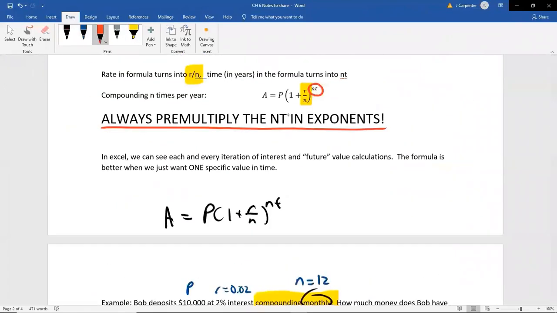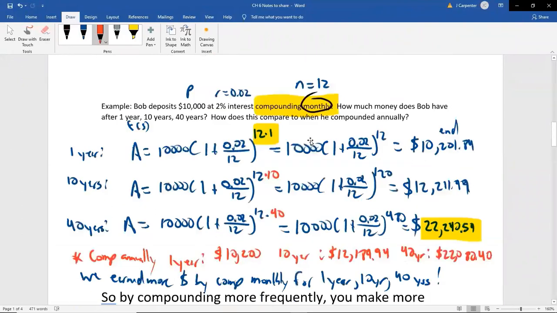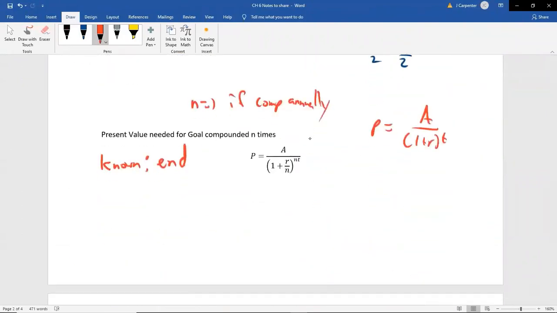You use these formulas when the known is the starting amount, because P is the starting amount. When you know the starting amount, you use this formula. When you know the ending amount, you use this formula because A is the ending amount. You want the letter that's by itself to be the thing you don't know.